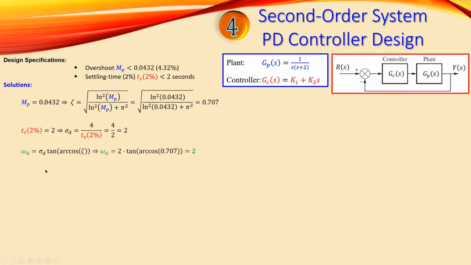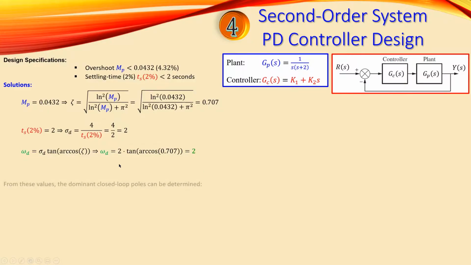Now, of course, we need the imaginary part for our design point. This is our imaginary part, which is the omega D, the damped radian frequency. If you use geometry, and we have discussed this many times in the previous videos, you have sigma D times the tangent of arc cosine of zeta. So you first do arc cosine of the zeta, that is the first step, and then you take the tangent of that value, and then you multiply by the sigma D you have already calculated here. So this is shown here. That is also equal to 2.